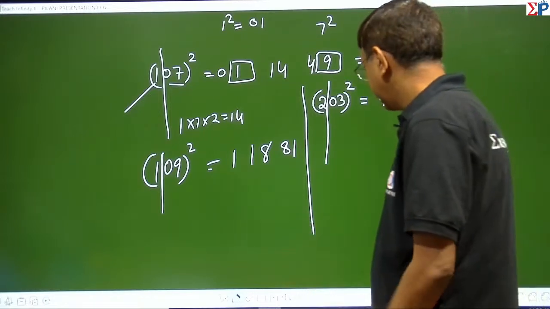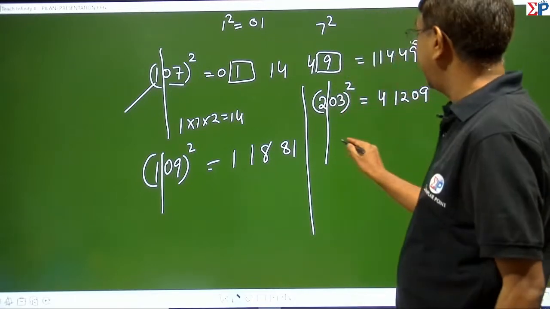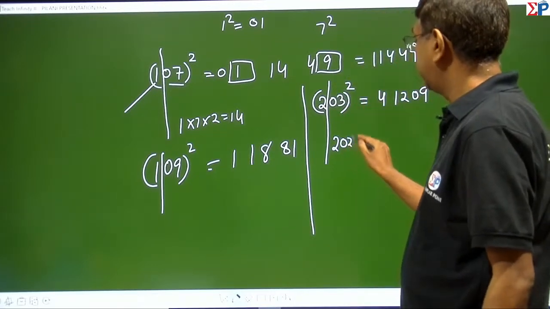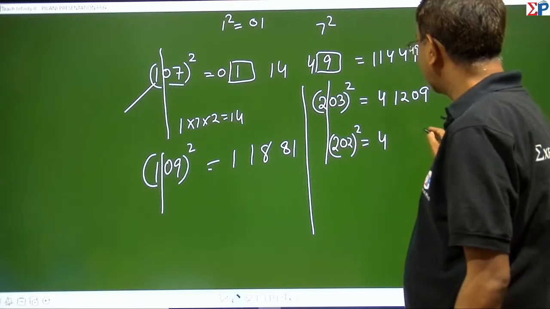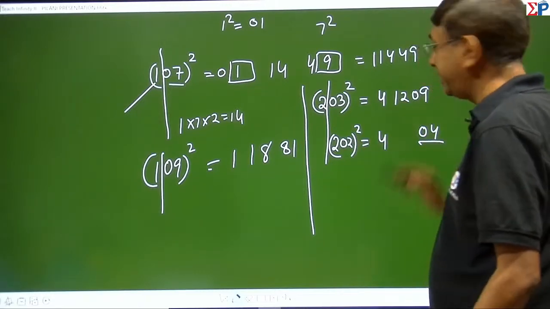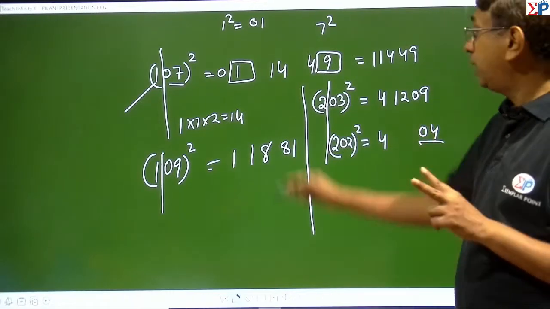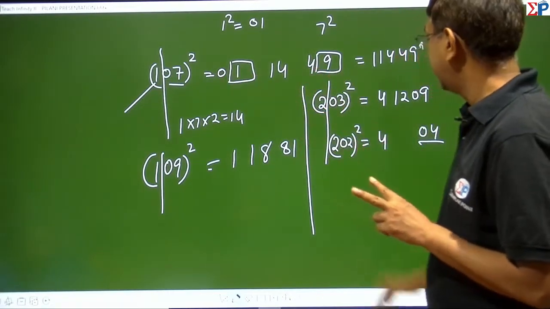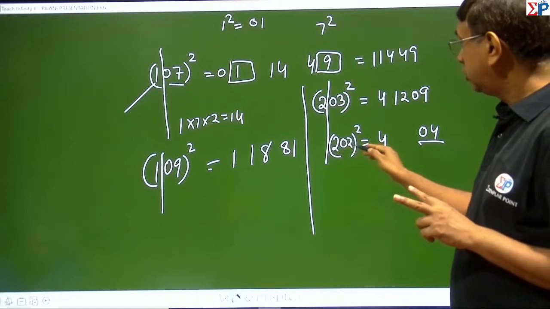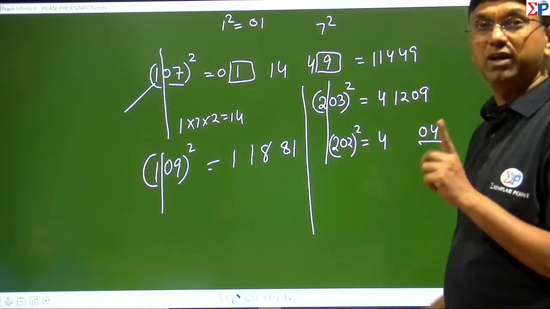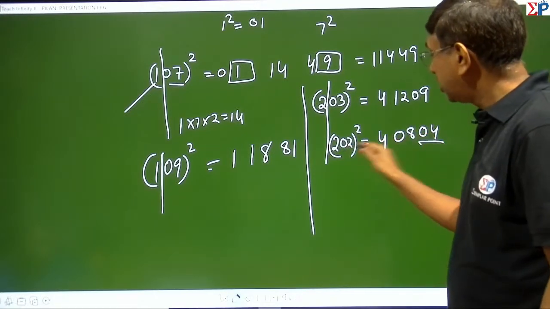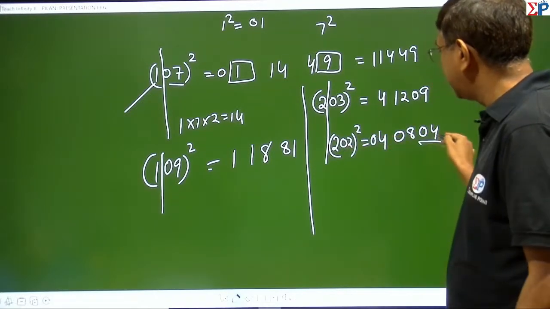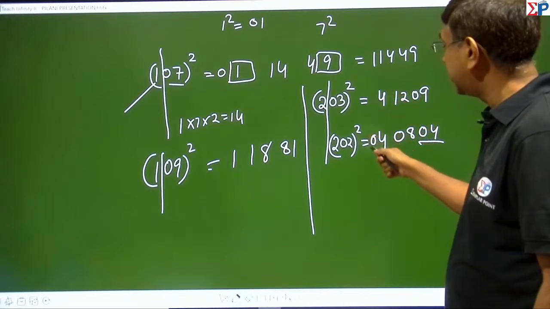Now just try 202 square. So 2 square is 4. 02 square you will write as 04. See, there has to be 2 digits. That's why I'm saying. Here there was no problem because it was 7, 49 came. 2 into 2 is 4, 4 into 2 is 8. Now it is a single digit, 2 digits should come. See, the concept goes everywhere, 2 digits. 04 08. The 0 has no meaning anyway. That is why we have this.